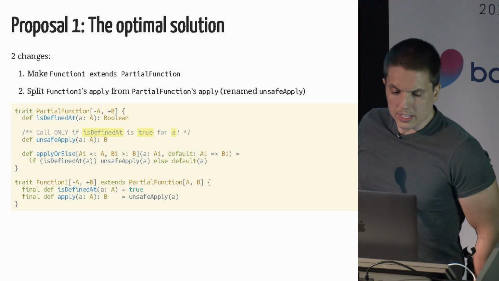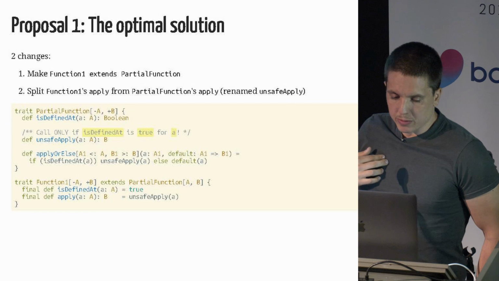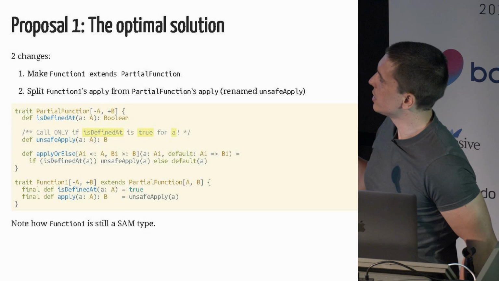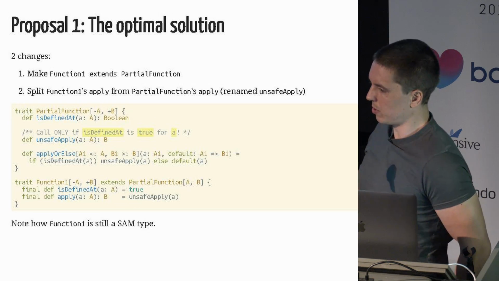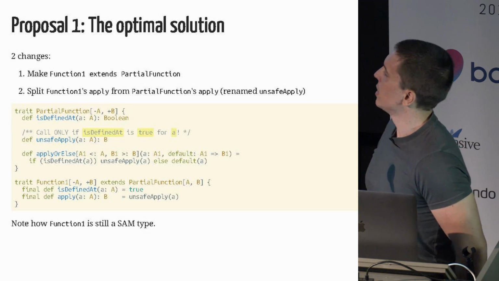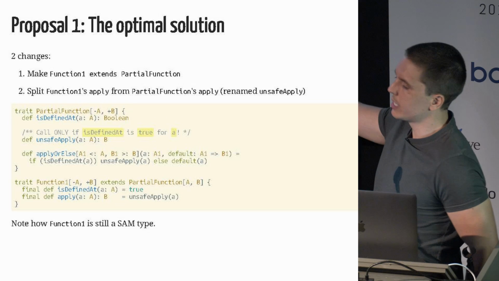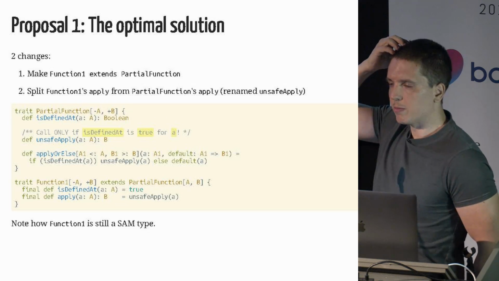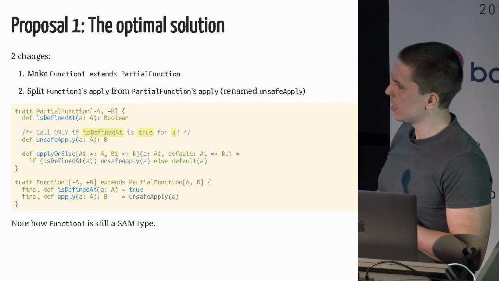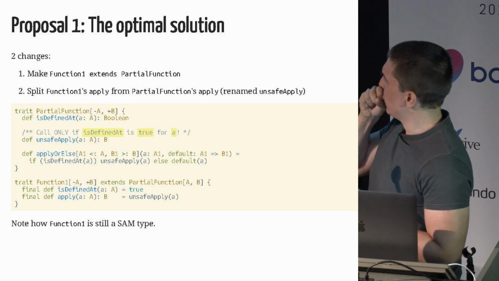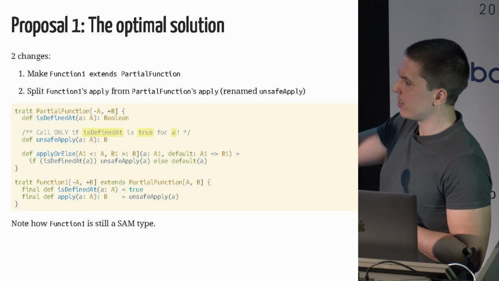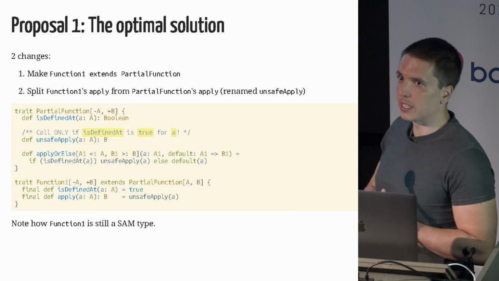So this is what I believe is the optimal solution. Specifically, function one is still a SAM type, which my understanding is very important for performance. There's this whole machinery that happens in Java 8 plus, where it's single abstract method types. So when you have some kind of interface with just one method, it does a whole lambda thing, and it's optimized for that. So it's important that function one continues to be a single abstract type, so that all that machinery still kicks in and keeps things fast.